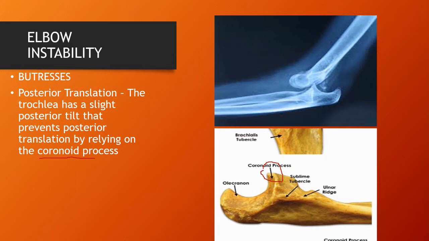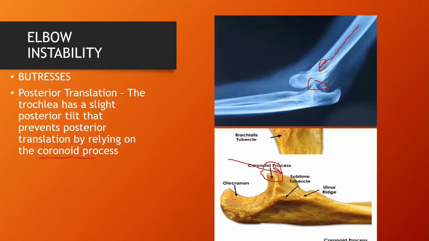prevents any subluxation or dislocation in an anterior direction of the humerus over the ulna because of this large blockade, this large barrier, this large physical buttress to the subluxation or dislocation of the distal humerus over the ulna. So here we have an example of a dislocation of the distal humerus above and over the coronoid process of the ulna. So this represents a severe mechanism of injury where the bony buttress has been violated, and then certainly there's also ligamentous and capsular damage as well.